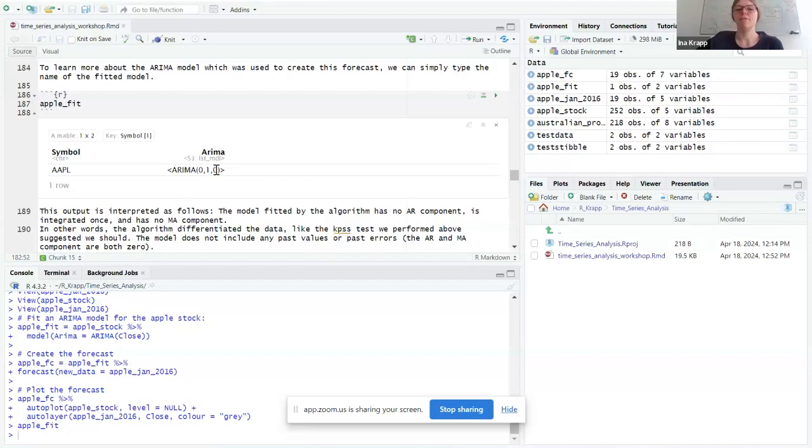What we see on the left are the AR components. So one would be that the value from one past period would be considered, two would be the values of two past periods, and so on. Likewise, the other zero is the moving average component, and it informs about if any past errors were considered, and we can see this is 0 as well. So neither past errors nor past values were considered in the forecast.